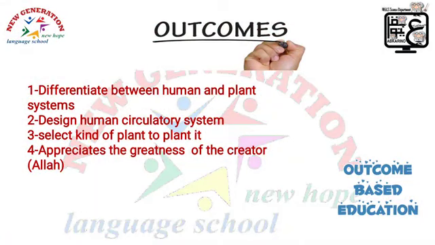Number one, differentiate between human and plant systems. Number two, design the human circulatory system. Three, select a kind of plant to plant. Four, appreciate the greatness of the Creator, Allah.